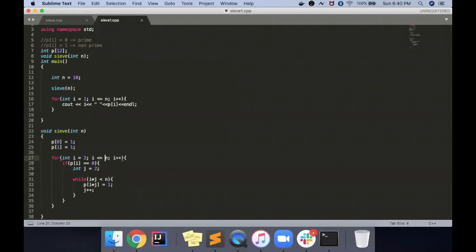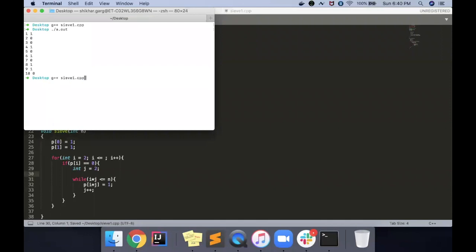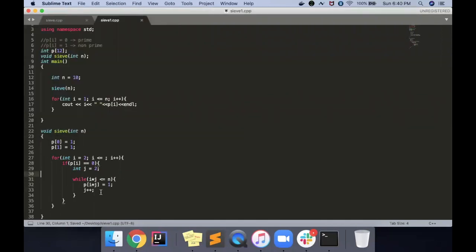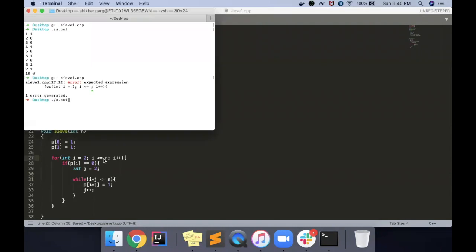It should be less than or equal to, because otherwise for 5 we are not marking it. The n in the for loop should be less than or equal to n. Sorry.